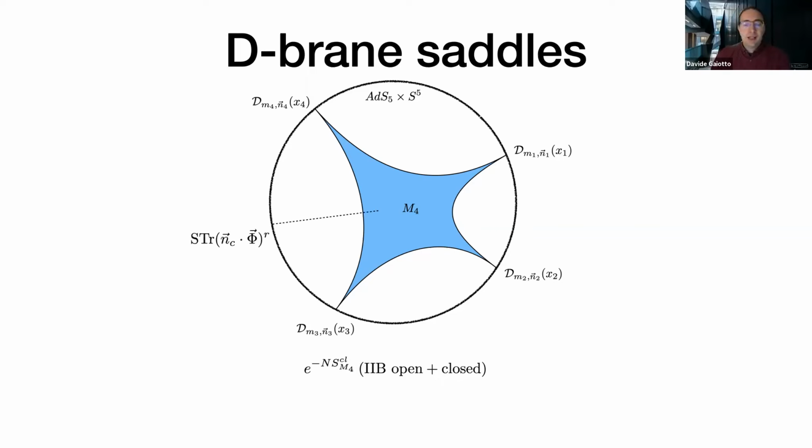Once you find the saddle, it allows you to write correlation functions because you can also insert closed string operators, which are closed string modes, and you will have diagrams in the bulk, like, for example, a bulk to boundary propagator from the D-brane to the boundary.